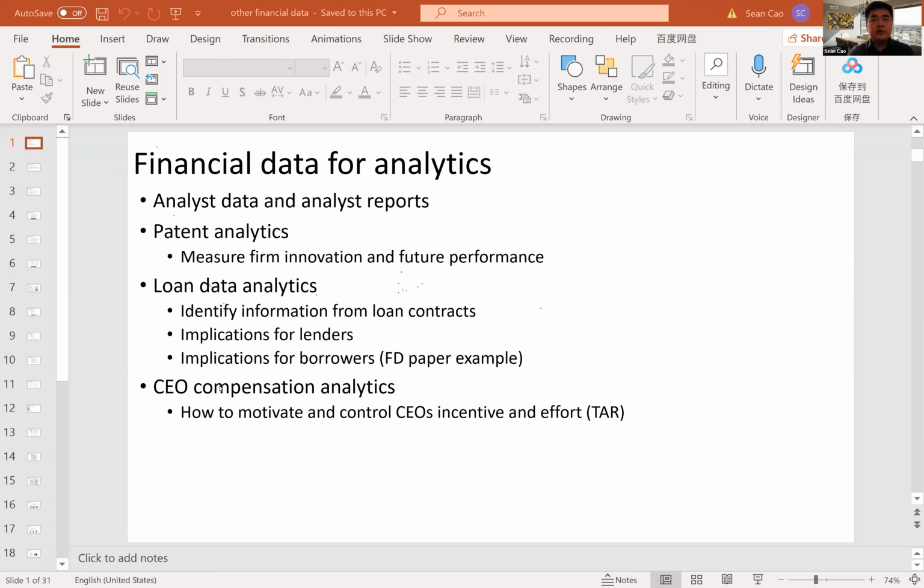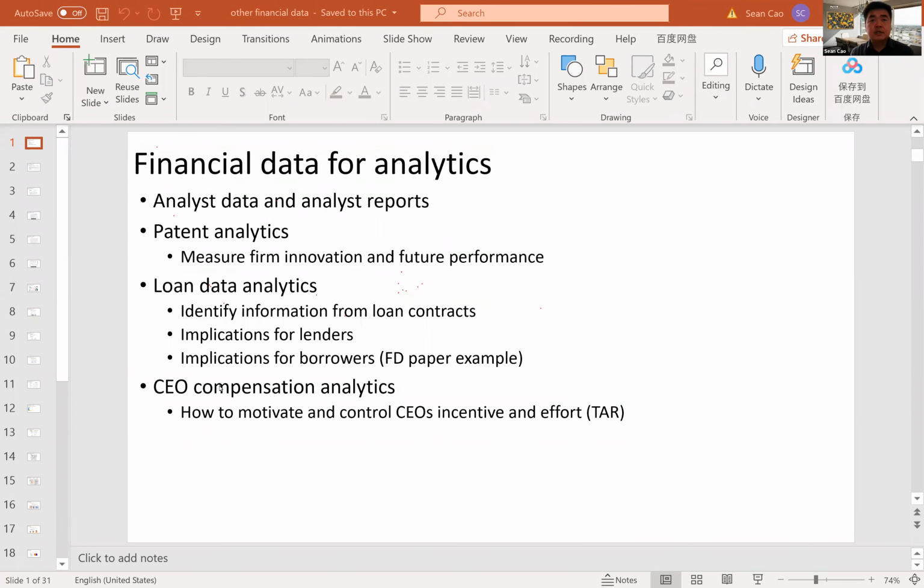Same here. I feel for business and accounting students, the first class should be the data structure of the balance sheet and the data structure of the income statement. Today, we are going to talk about the data structure of analyst data, patent data, loan data, and compensation data. We talk about the data structure of all four types of important data for finance and accounting students. That's the number one objective we're going to cover for each data set.